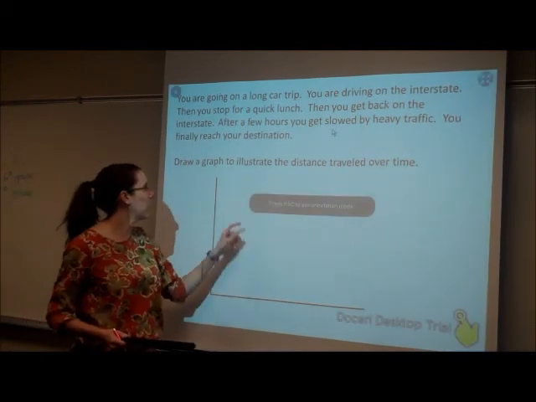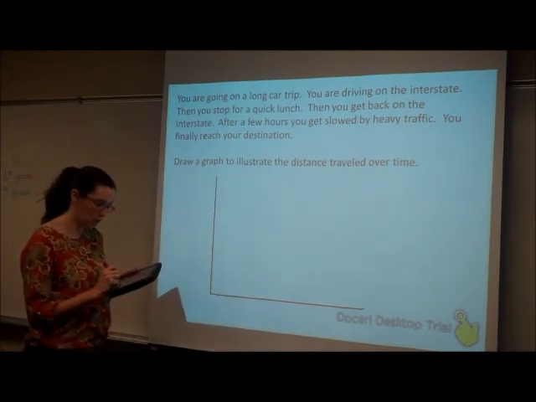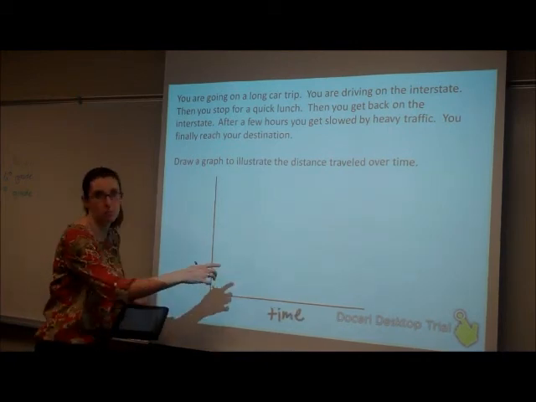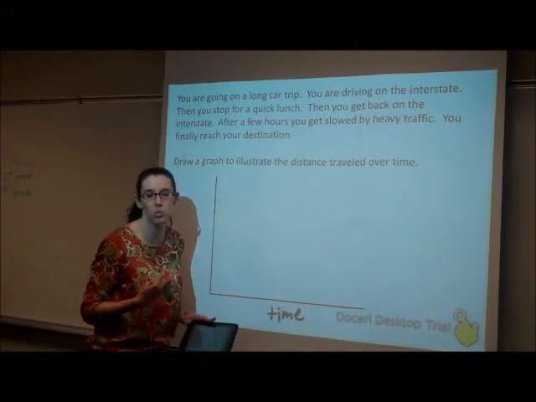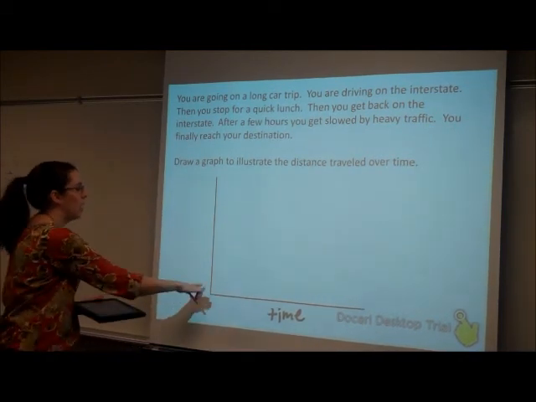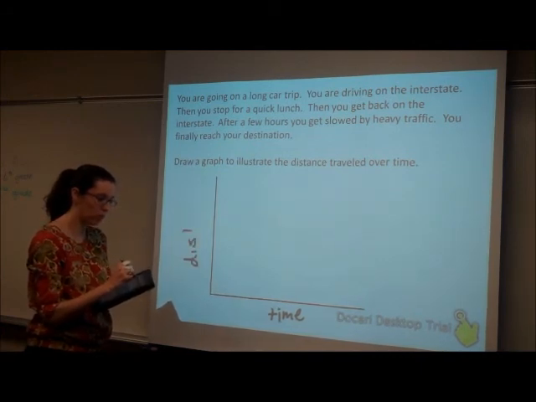So I've started out with my x and y axes, okay? So I'm going to go ahead and label them. So my x-axis will be the time. Time is always our independent variable because you can't stop time. As much as we would like to, not going to happen. So the y-axis is going to be the distance we travel.